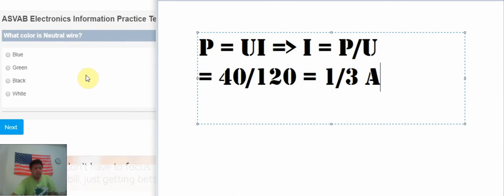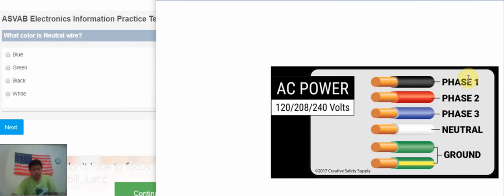What color is the neutral wire? So we have information here. We have three different colors. The black is the hot wire, the red is the second one, and the blue is for the third one. But they ask about the neutral wire. The neutral wire is white, and the green one is for the ground. So for any question like this, you need to choose white.